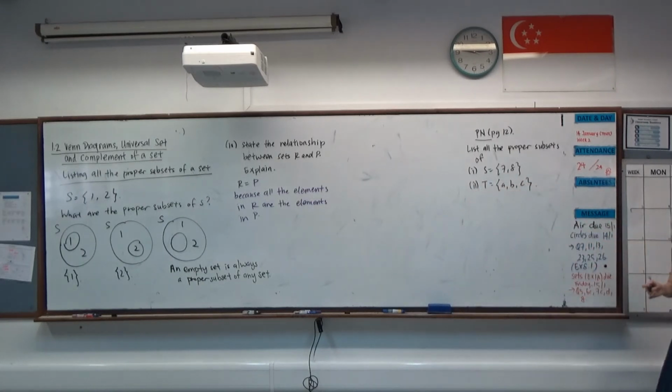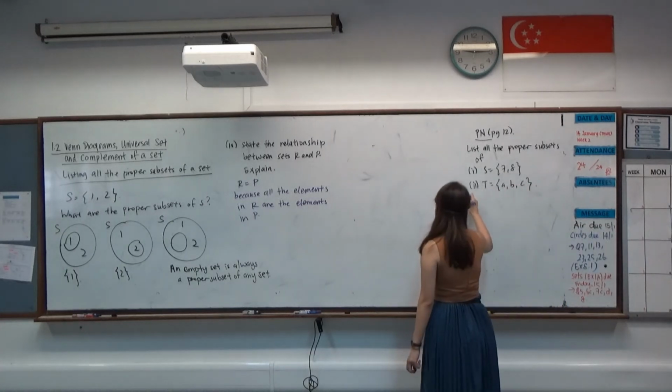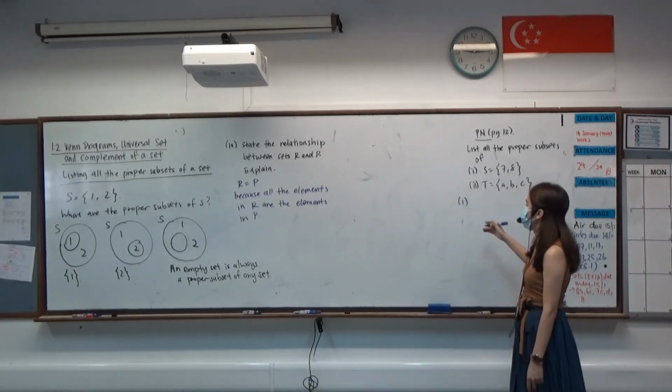Okay, so looking at page 12, there's a practice now question. I want us to list all the proper subsets of the set T as well as the set S. Could you take maybe 3 minutes to list out all the possible proper subsets.